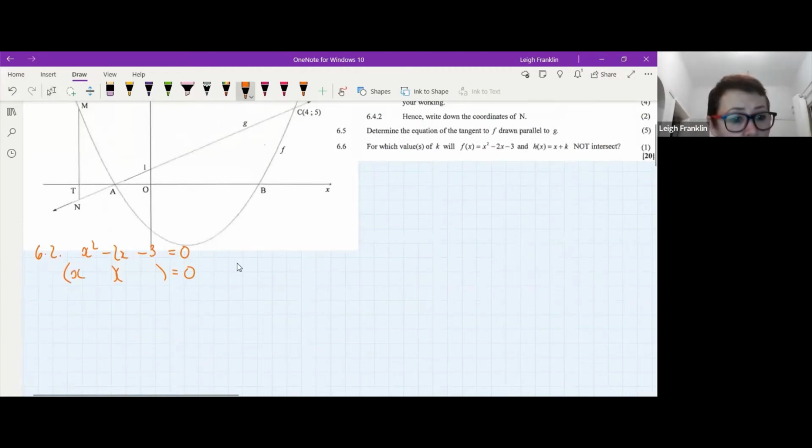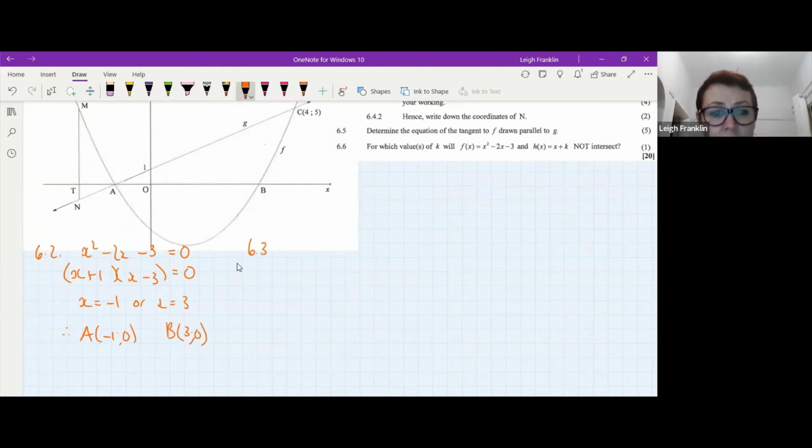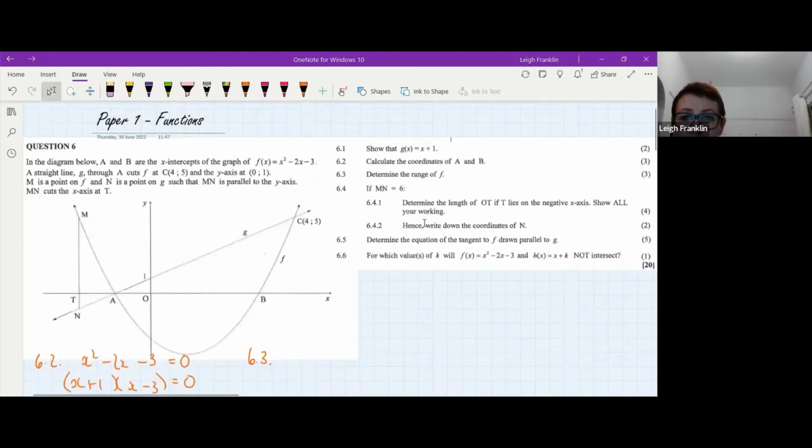Here you should have had x plus 1, and here you would have had x minus 3. So either x is equal to -1 or x was equal to 3. Therefore the coordinates of A would be (-1, 0) and the coordinates of B would be (3, 0). I trust everybody was able to do that. Now the next question, they have asked us to determine the range of f. Normally, if they give us the coordinates of the turning point, determining the range would just be for 1 mark.